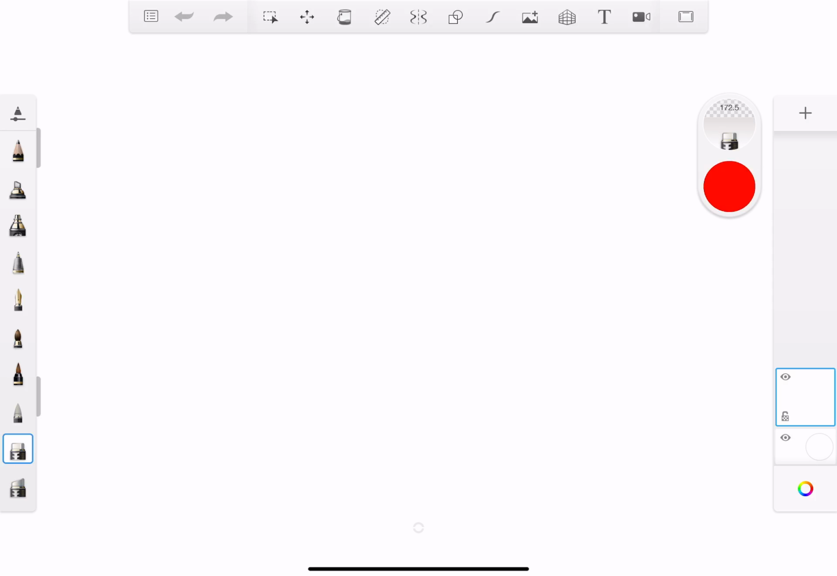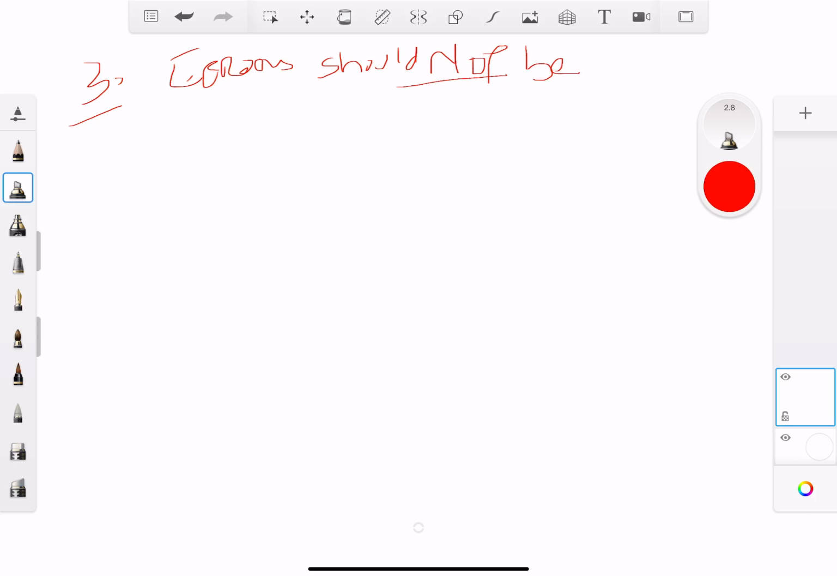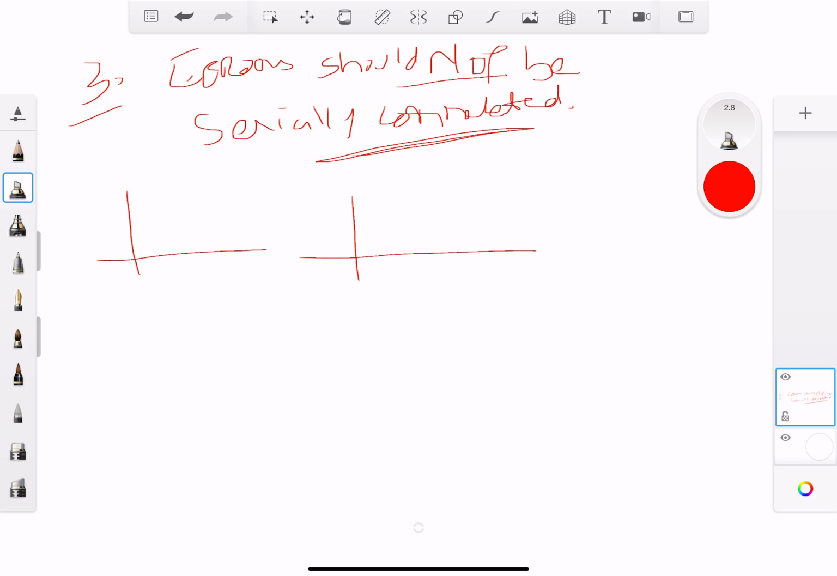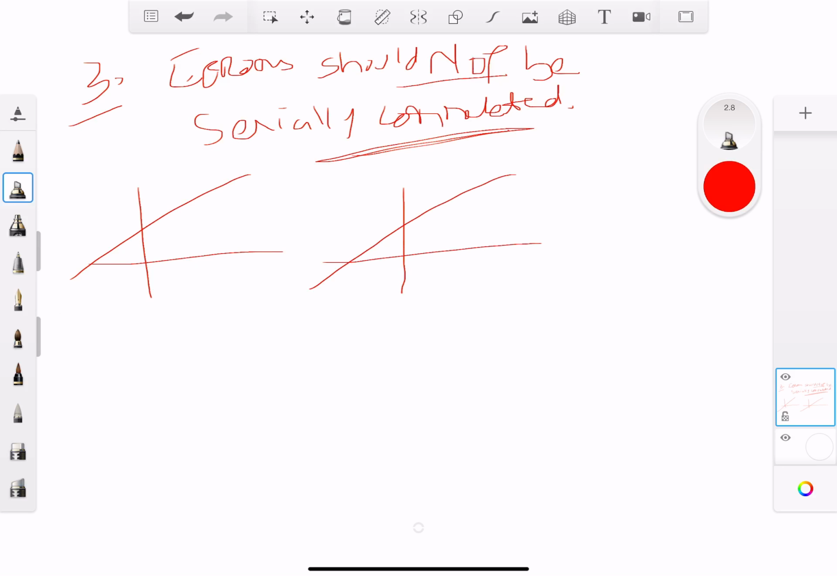Okay, so the other one that we talked about, in the assumptions of linear regression, is in terms of the errors, which should not be serially correlated. What it means is there should be no serial correlation. So for example, there's always a regression line, but let's draw it properly. These are two y and x axes.